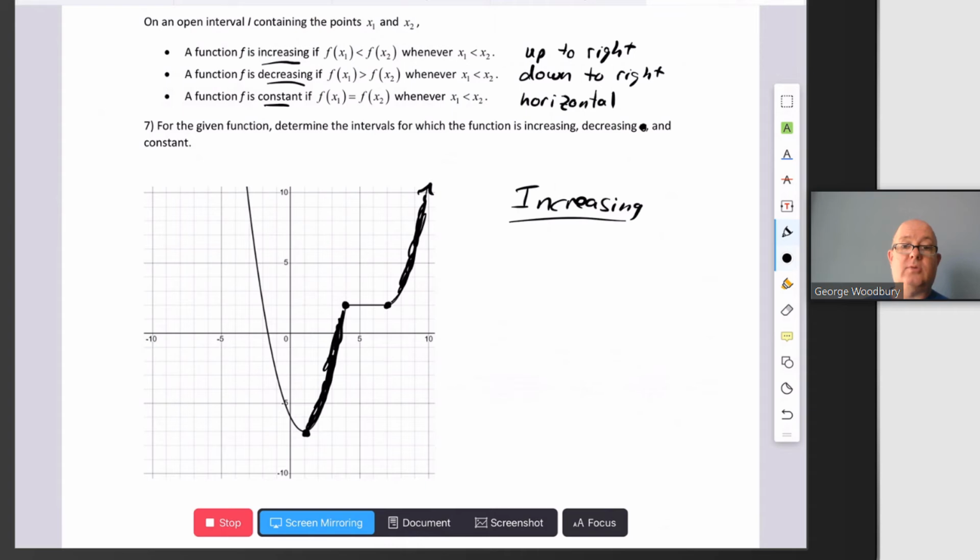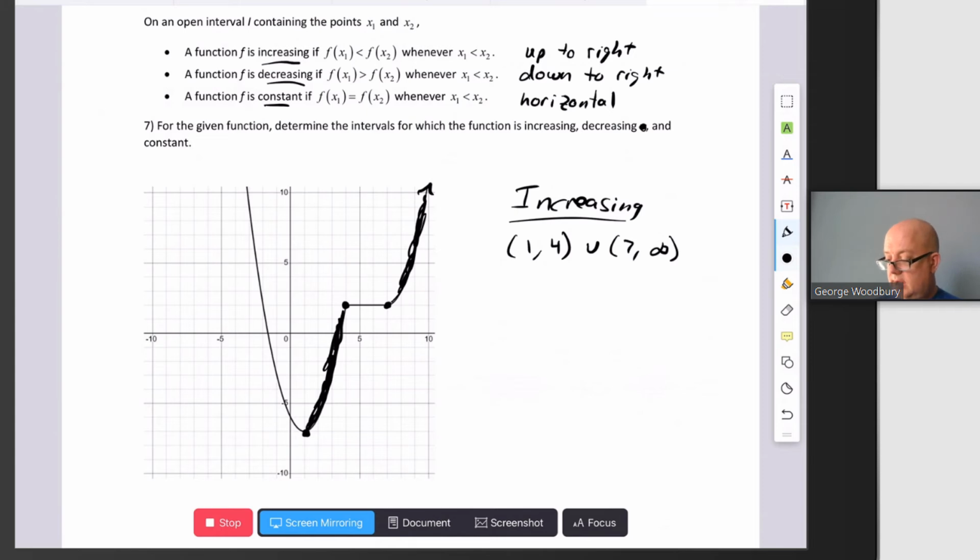What are the x values in those intervals? Well, let's see, the first one starts at 1 and it goes through 4. And then we use the union symbol, and the next one starts at 7 and goes to infinity. Those are the intervals where the function is increasing.